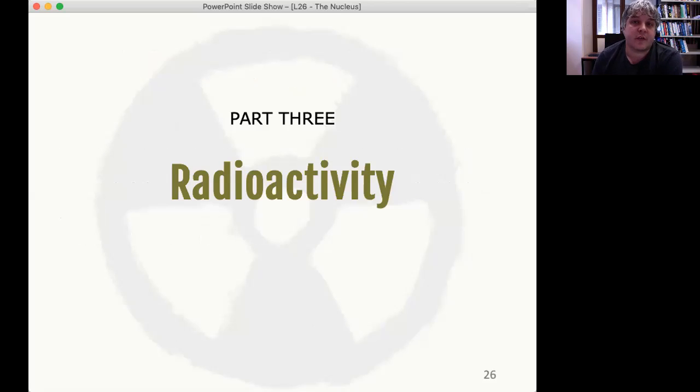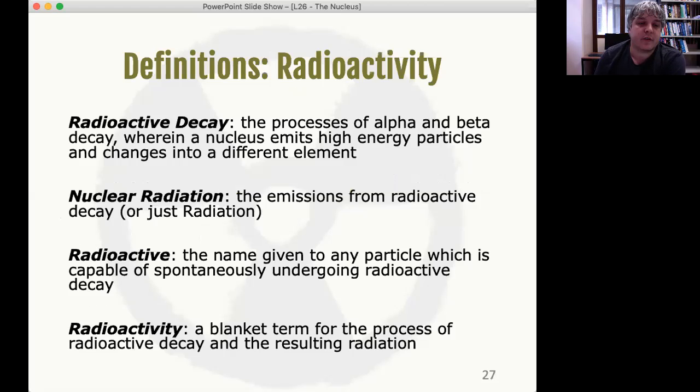So those two processes, alpha decay and beta decay, are both types of radioactivity, but there is a whole bunch of terms around radioactivity, so we're just going to take a moment and think about the different words. Radioactive decay is talking specifically about the processes of alpha and beta decay. A nucleus emits high energy particles, either a beta particle, which is an electron, or an alpha particle, which is a helium nucleus. It emits high energy particles and changes into a different element. That always happens. It must change into a different element.